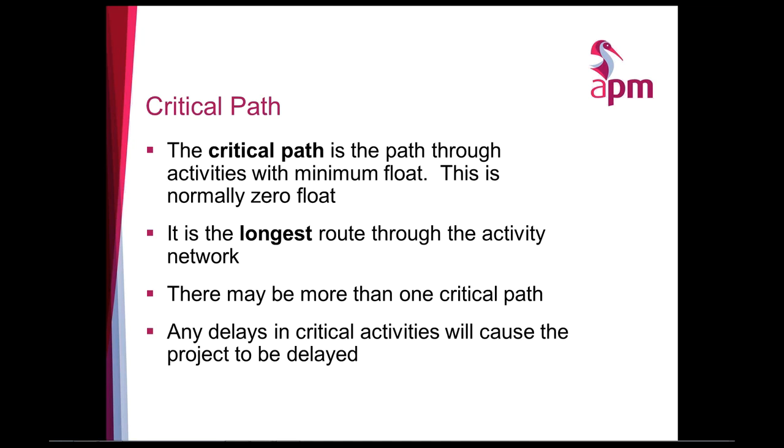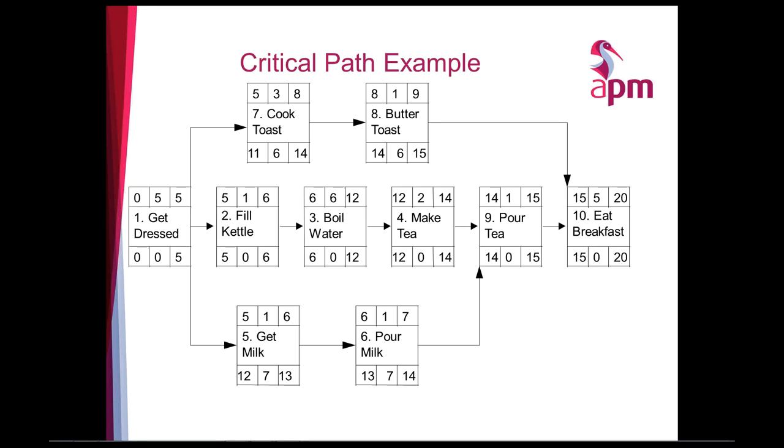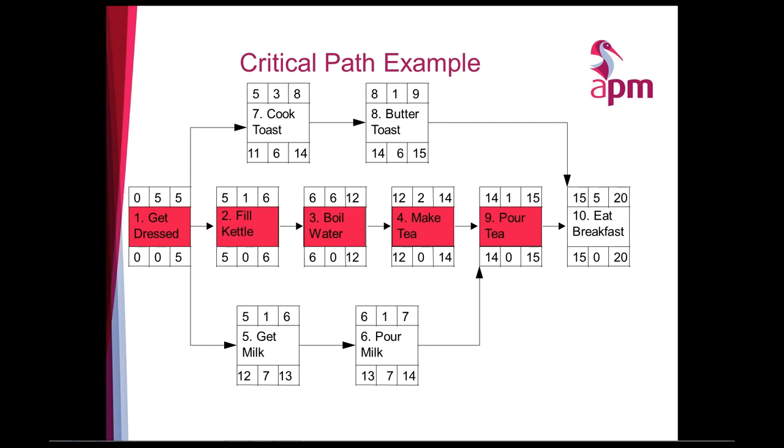Okay, how do we display the critical path? Well, here's the get dressed example again, or the getting up example, and you can see here I fully analysed this network, and you can see we've got start and finish times, and then it's quite easy to spot the critical path because it's the ones which have zero float, which just happen to go across the middle in this example.